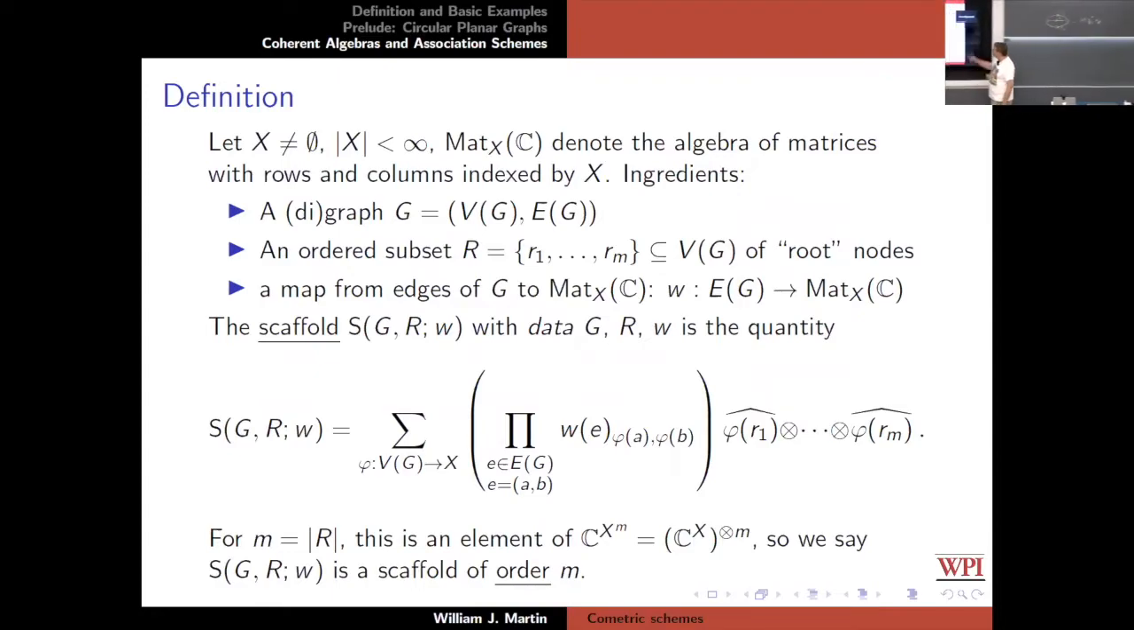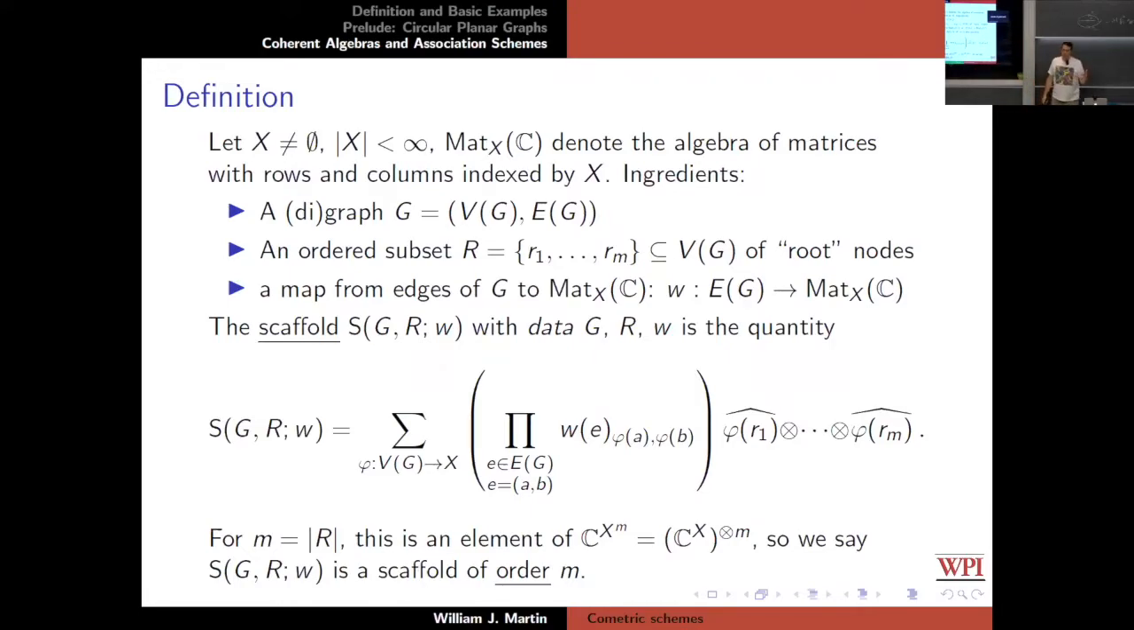Let's go back to the definitions. We have a finite non-empty set X in MatXC. The edge weights are going to come from matrices with rows and columns indexed by X. Our diagram is a directed graph with a small number of nodes. This is not related to the association scheme that we're studying. We have nodes V of G and directed edges E of G. We have an ordered subset, or every once in a while an ordered multiset, but I really don't want to deal with that, of root nodes. Those are going to be the components of our tensors. And we have a map from edges to matrices, so every edge weight is a matrix.